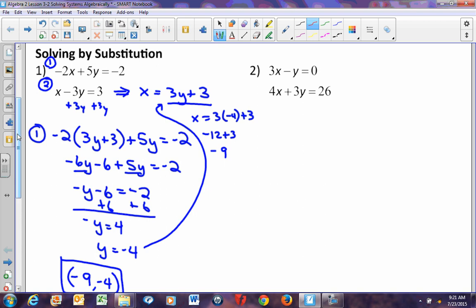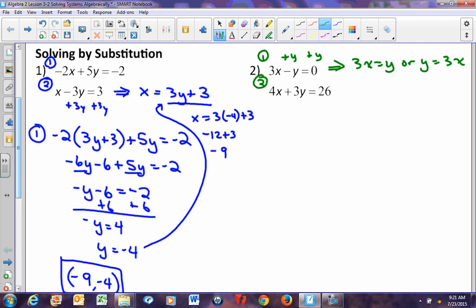Here we have the second problem. Here's equation 1 and equation 2. It doesn't matter which variable I solve for, but it's a whole lot easier to not involve fractions. So I'm going to take equation number 1 and solve it for y, by just adding y to both sides. So now I have 3x equals y, or y equals 3x, whichever way you want to look at it.